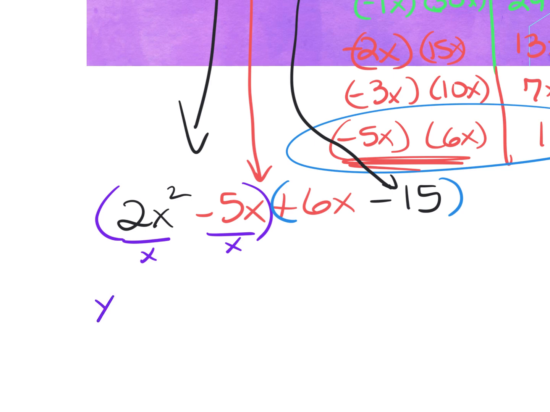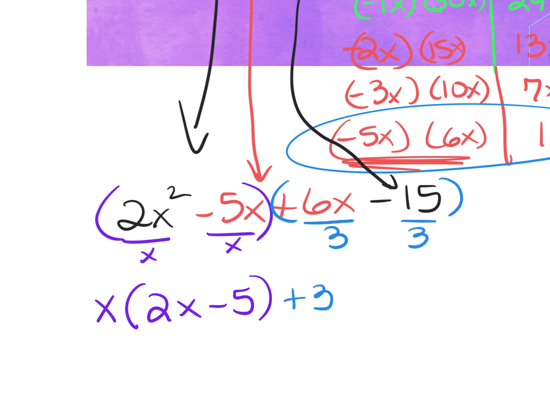So the x goes on the outside. 2x squared divided by x is just 2x. 5x divided by x is just 5. I now need to look for the greatest common factor between 6x and 15, and that GCF is going to be a 3. I write the GCF there. It's a positive 3. And now I need to divide. 6x divided by 3 is 2x. 15 divided by 3 is 5.